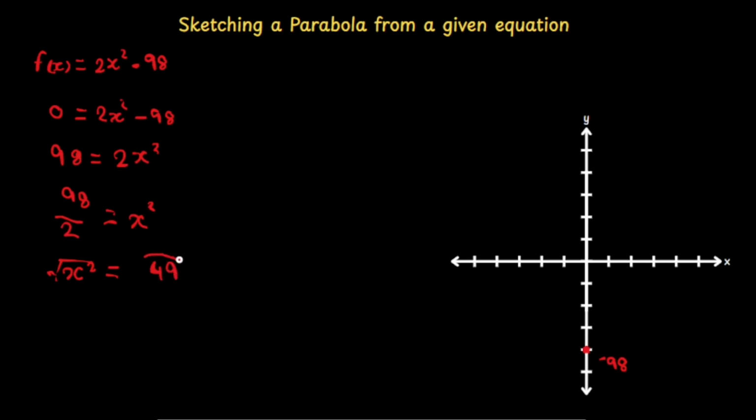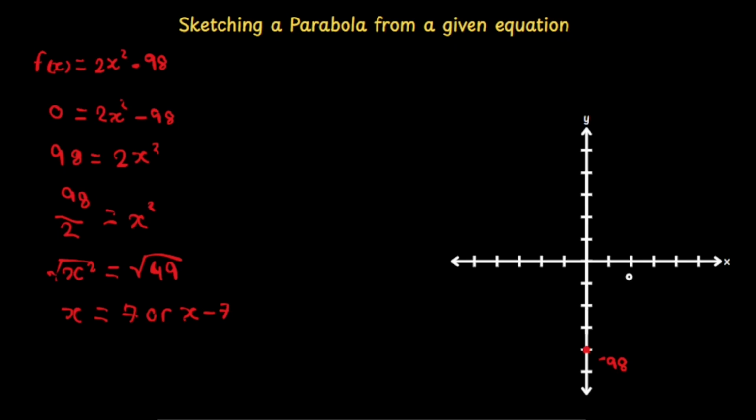Root of 49. And I would get x is equal to 7, or x is equal to negative 7. Because if I square 7, I will get an answer of 49, and if I square negative 7, I would also get an answer of 49. So this was using the solving for x method. You could also use the factorization method and you should get the exact same answer, right?